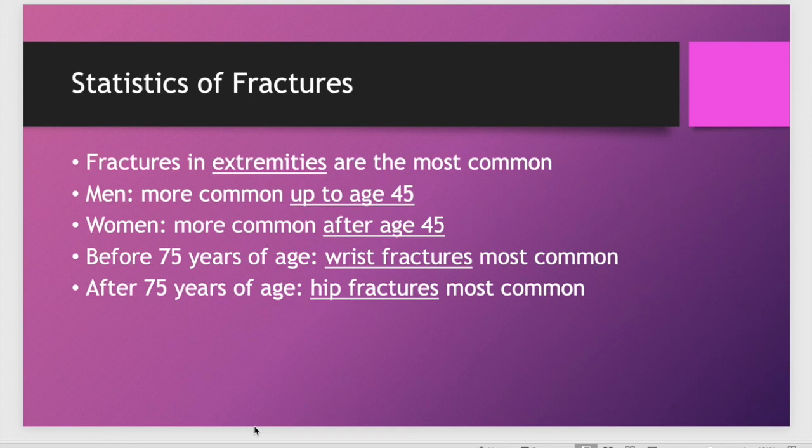For women, fractures are more common after the age of 45. That's around the age typically of menopause, when they stop producing as much estrogen or progesterone, and that's going to cause their bones to start to weaken as they age. Before the age of 75, a wrist fracture is the most common kind of fracture. After age 75, hip fractures become more common.